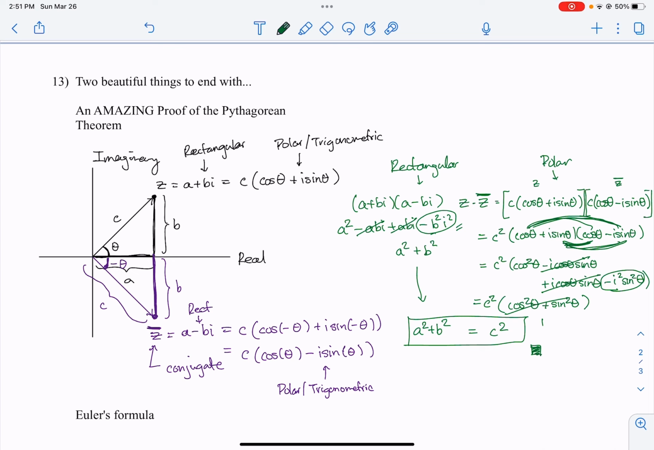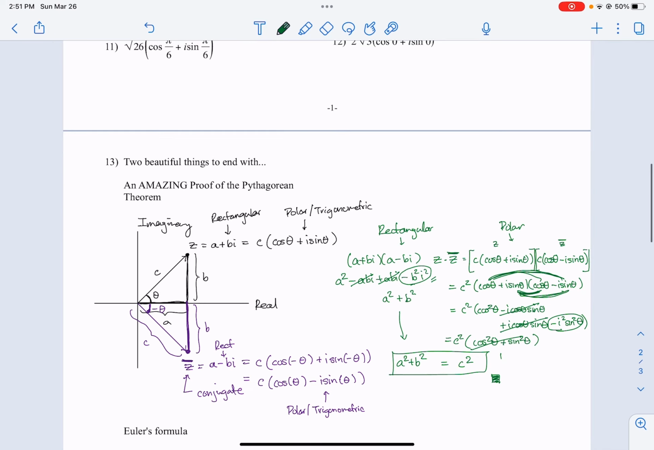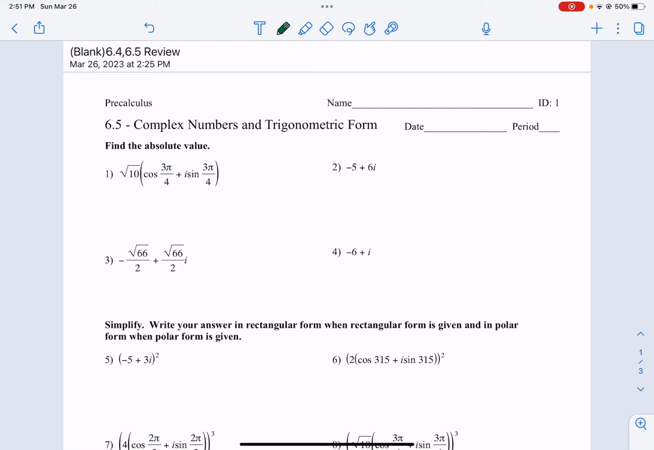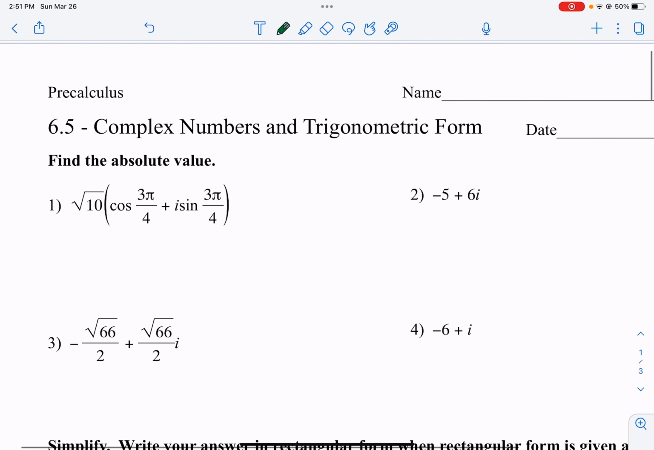So anyway, I want to spend the rest of this video going over some more practice, mostly with complex numbers, because it's been a while since we've touched those, and I might throw in some vector dot product stuff at the end. We'll start with these four. It says find the absolute value. Depending on which form you're dealing with, you're going to go about these different ways. I'll start with 2 and 4 first, the rectangular forms.